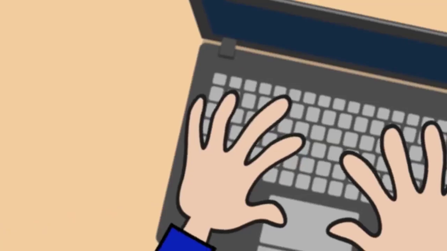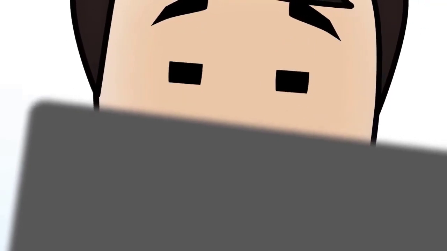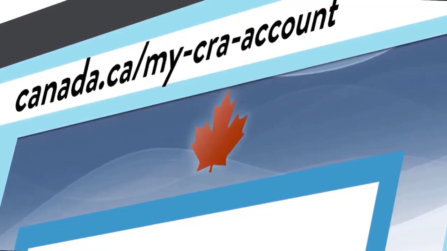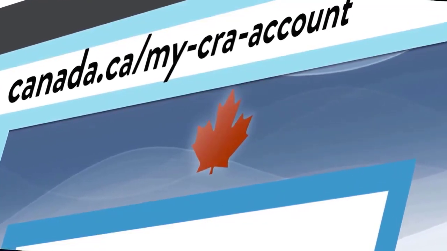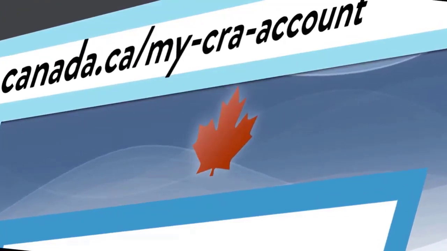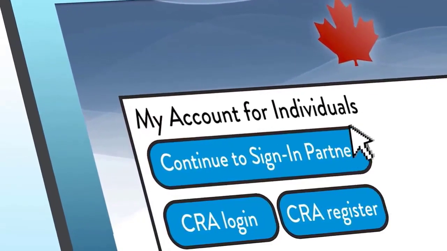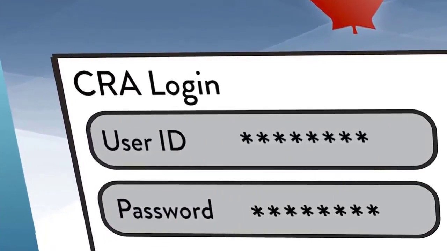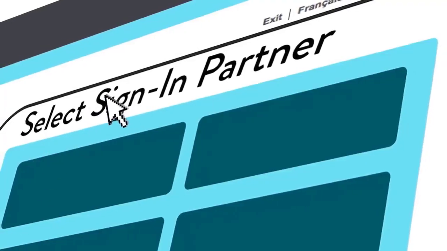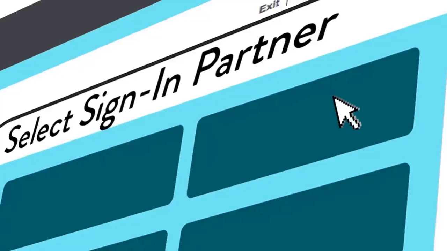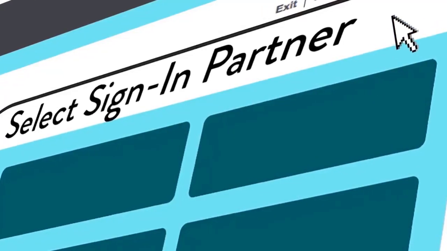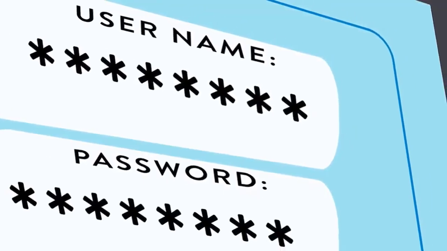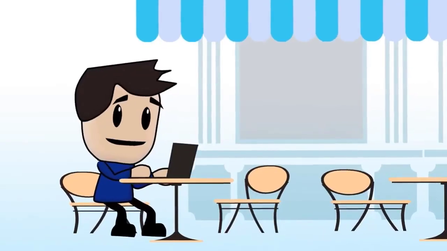With a few clicks of his mouse and a few strokes of his keyboard, Mike began registering for My Account. Mike started at the My Account webpage at canada.ca/my-CRA-account. Mike has the option of choosing from two ways to register for My Account. He can register and create a CRA user ID and password, or he can log in using a sign-in partner. Mike uses online banking on a regular basis, so he chooses to use the sign-in partner option. He logs in with the information that he already uses with his bank, making his experience that much easier.